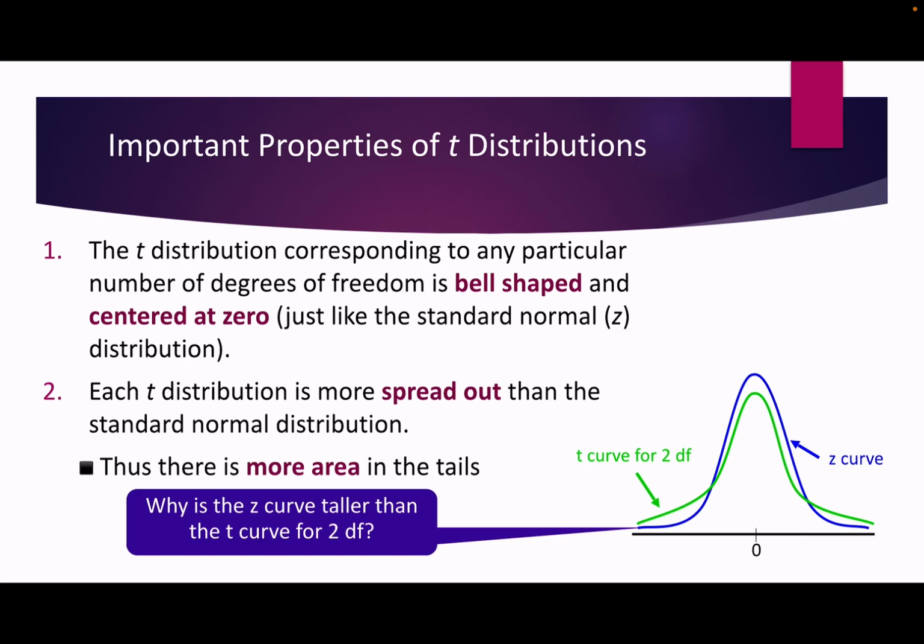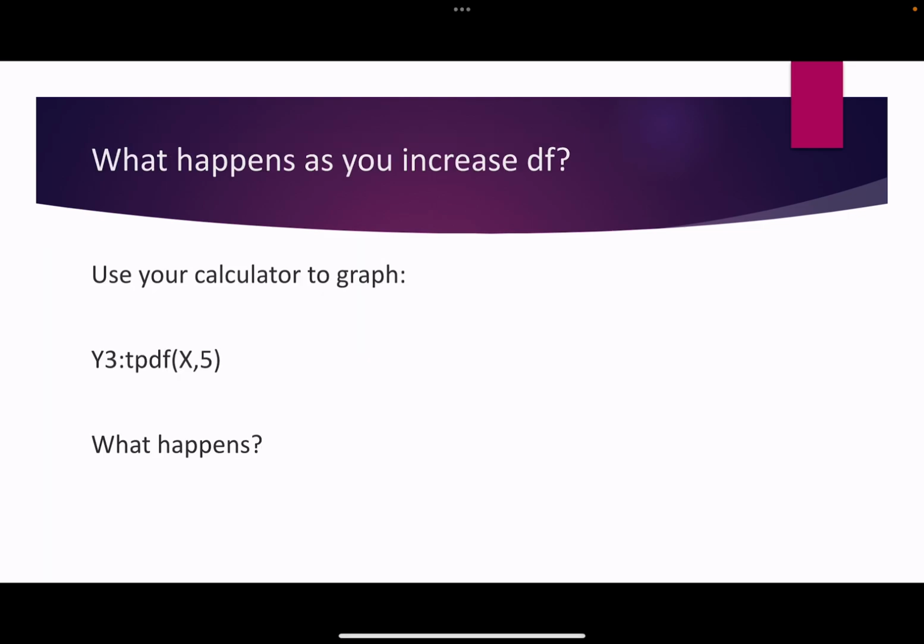So why could that possibly be? Well, let's graph it. So in T, go back to Y equals and go to that TPDF under second VARS, and again keep X, but this time make your degrees of freedom 5. So what happens when you graph it this time? You should have a third color, mine is black.